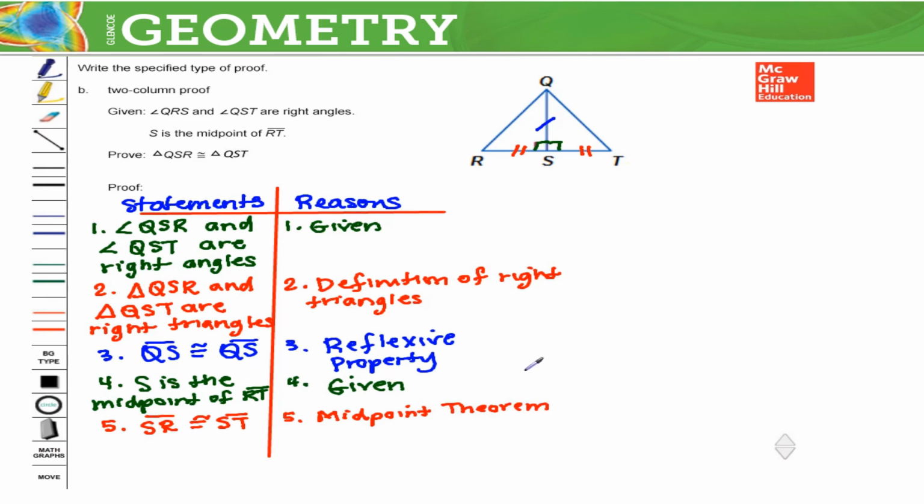If you take a look at the picture, you'll see that we have QS and QS congruent. We also have SR and ST congruent, which leads us to the end of our proof: triangle QSR is congruent to triangle QST, and that is because of leg.